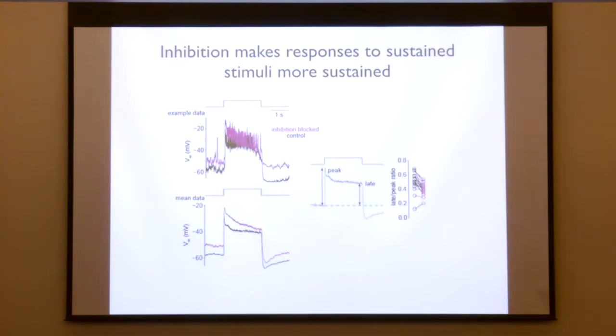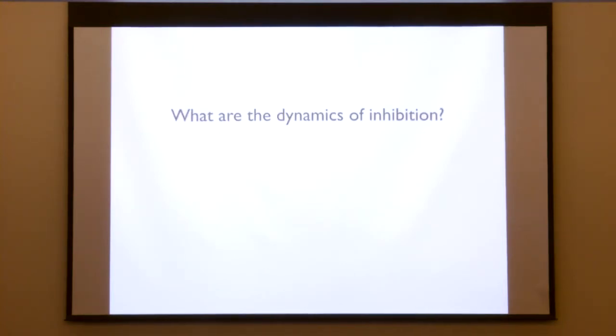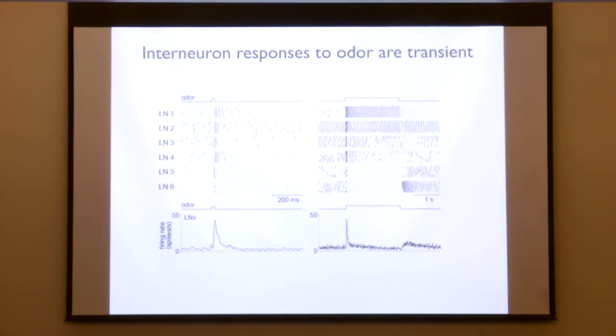So we wondered how that could be occurring, and we wondered whether it had something to do with the dynamics of inhibition itself in the circuit. So we decided to look at the dynamics of inhibition. To do that, first we recorded from a number of these local interneurons in response to odor stimuli. And what we observed is that although they're very diverse in their temporal responses, they tend to respond transiently.